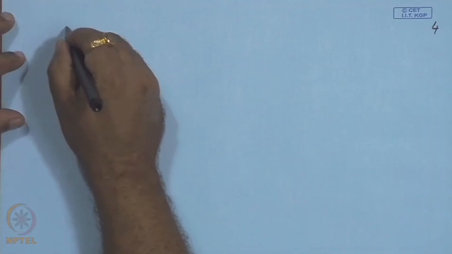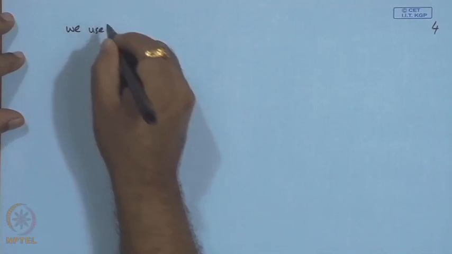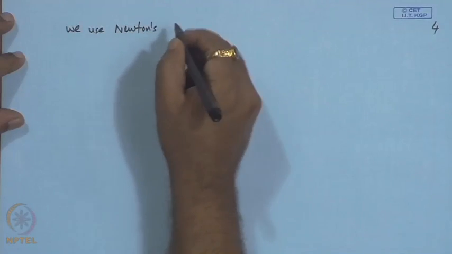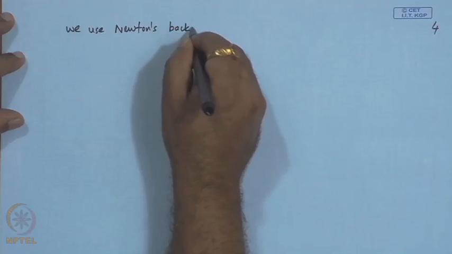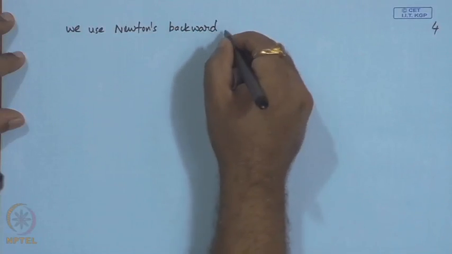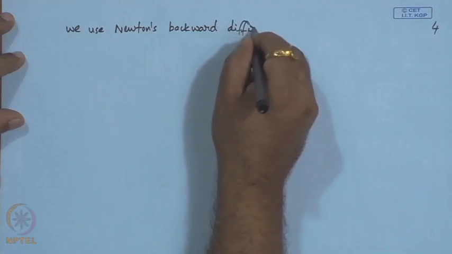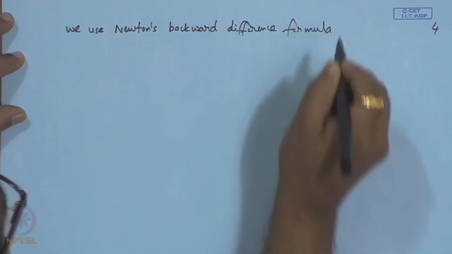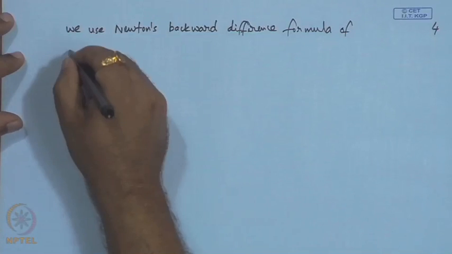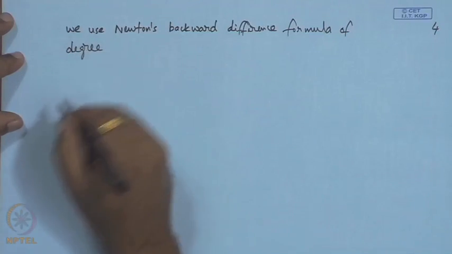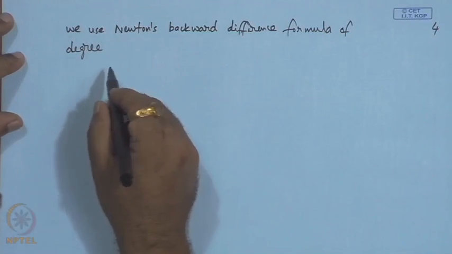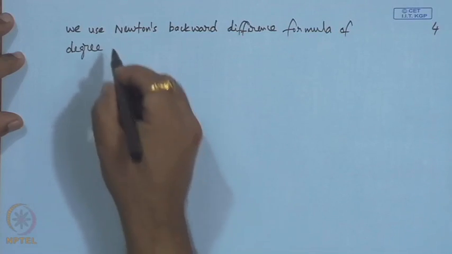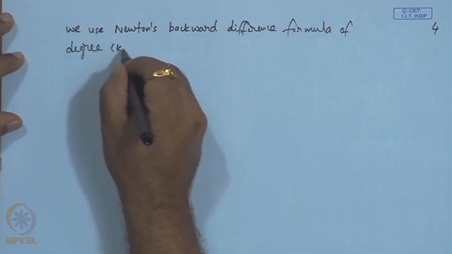So, we use Newton's backward difference formula. If there are k past points, what would be the degree of the polynomial that could be approximated? k minus 1.